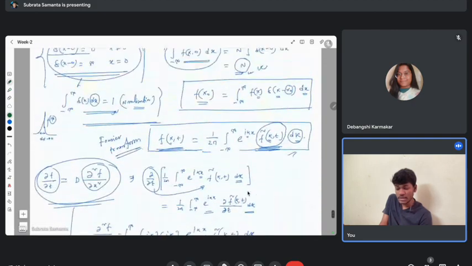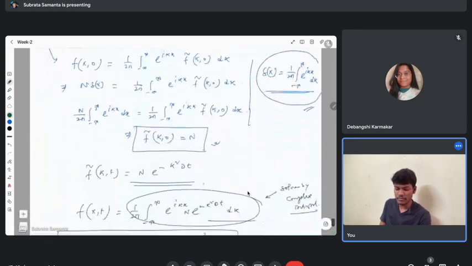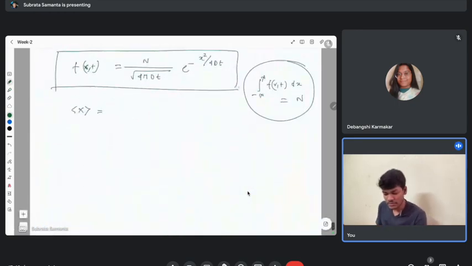So the normalization cannot change. At t equals 0, the number of particles is fixed, right? So the integral from minus infinity to infinity of f of x,0 dx is N, and at any time you get the same thing. It gives N. The number of particles is fixed, but they diffuse, so the distribution spreads. Okay, so let's say, what is the x average?